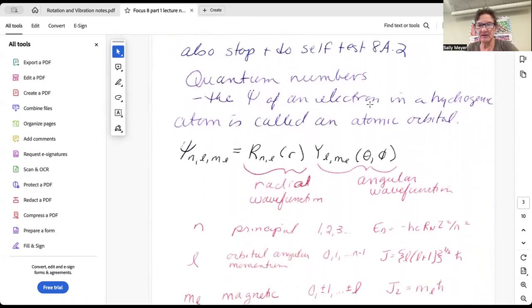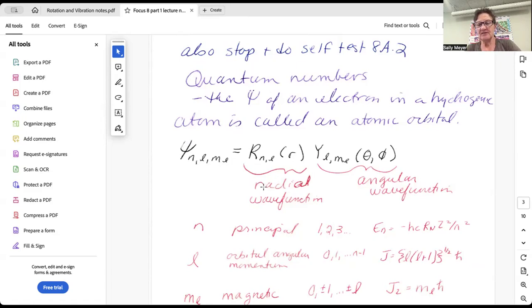Okay, so now we're going to keep talking about the quantum numbers and what information they give us. This should be something very familiar if you read the Gen Chem chapter last night. We have N, L, and M sub L. That's what comes from solving Schrodinger's equation, those 3 quantum numbers, because we have 3 boundary conditions. So the psi of an electron in a hydrogenic atom is called an atomic orbital. And when we look at it, the psi is going to be a function of 3 different quantum numbers, N, L and M sub L.